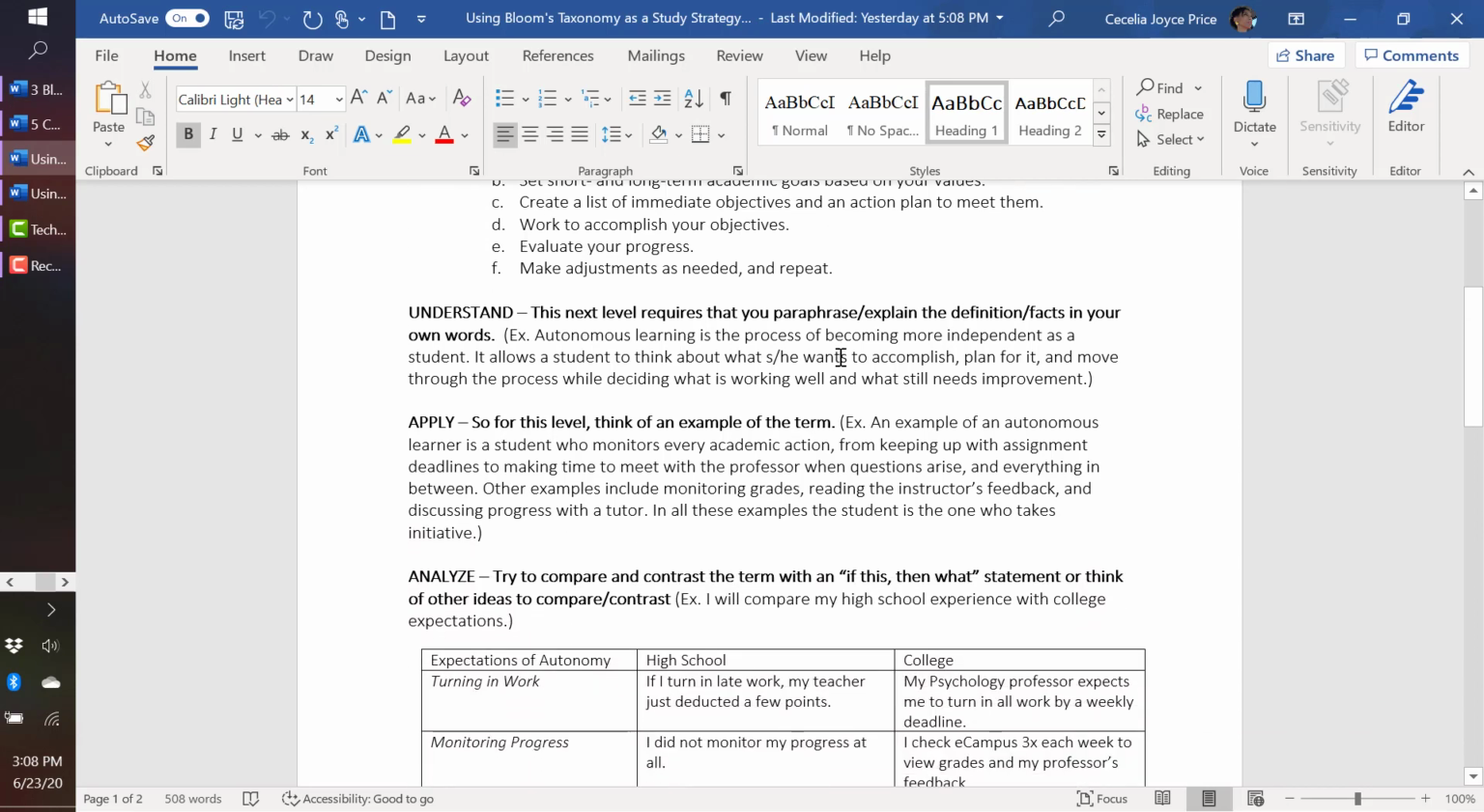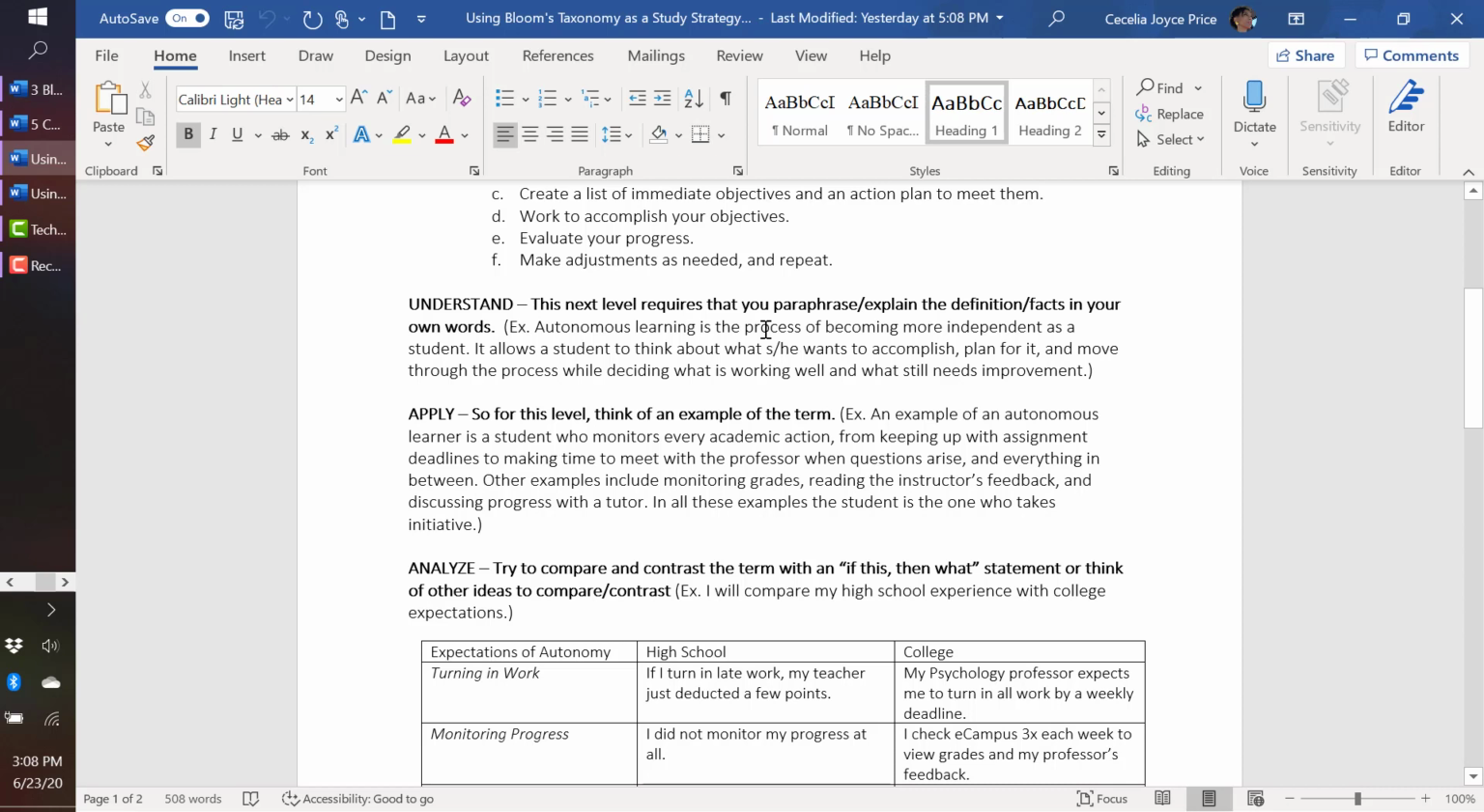Let's look at the second level, understanding. Still with that same topic, autonomous learning. This one requires you to paraphrase, to explain, to put it in your own words. So here's an example of what you could put for this topic. This person wrote in their own words, autonomous learning is the process of becoming more independent as a student. It allows a student to think about what she wants to accomplish, to plan for it, and to move through the process while deciding what is working well and what still needs improvement. Those were that person's own words. That's demonstrating the understand level.